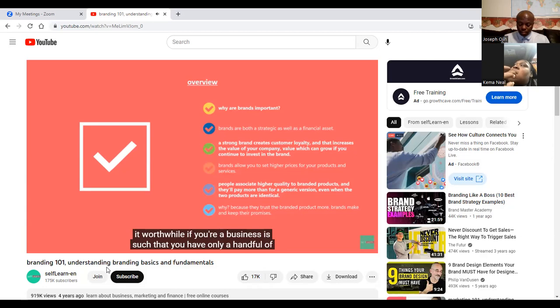If your business is such that you have only a handful of customers, perhaps even one customer like the government, branding won't do much. So take a look at your situation before you jump right into it. But if your business depends on creating loyal, repeat customers, a strong brand is the surest way to do it.